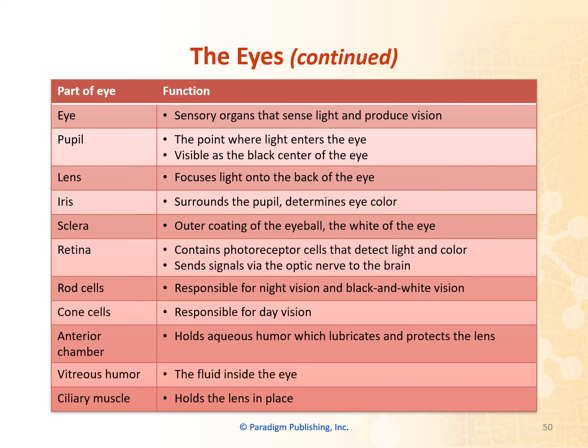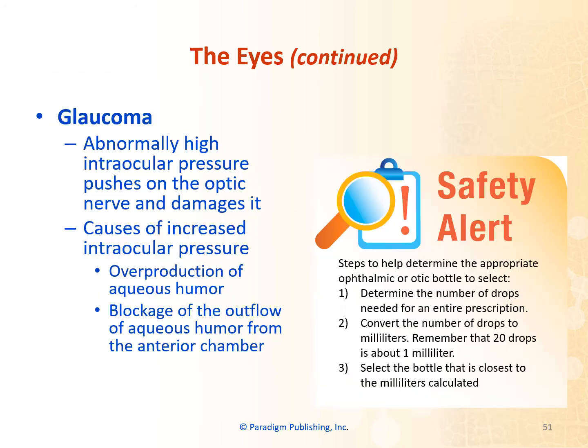The interior chamber holds aqueous humor, which lubricates and protects the lens. The vitreous humor is the fluid inside the eye, and the ciliary muscle holds the lens in place. Glaucoma is the abnormally high intraocular pressure that pushes on the optic nerve and damages it, and it's caused by increased intraocular pressure, the overproduction of the aqueous humor, and the blockage of outflow of the aqueous humor from the interior chamber.